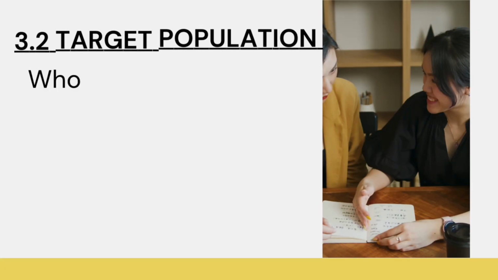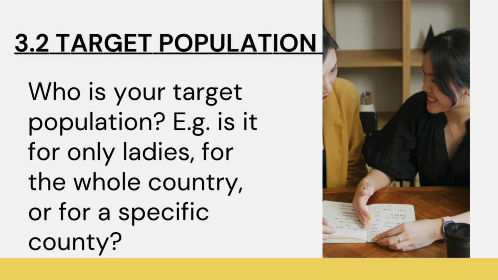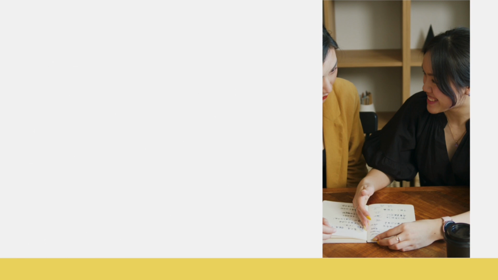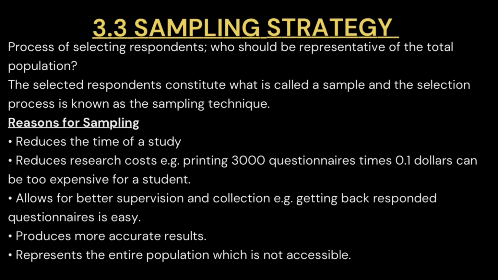Next is target population. Who is your target population? E.g., is it for only ladies, for the whole country, or for a specific county? Sampling strategy is a process of selecting respondents who should be representative of the total population. The selected respondents constitute what is called a sample, and the selection process is known as the sampling technique.